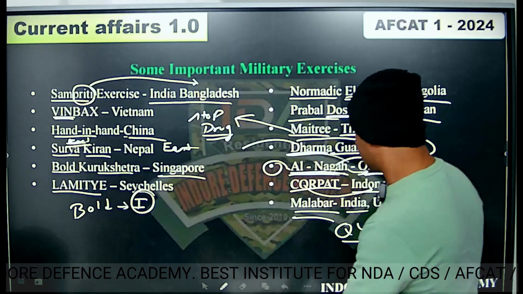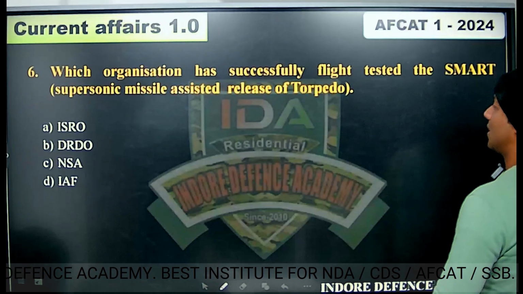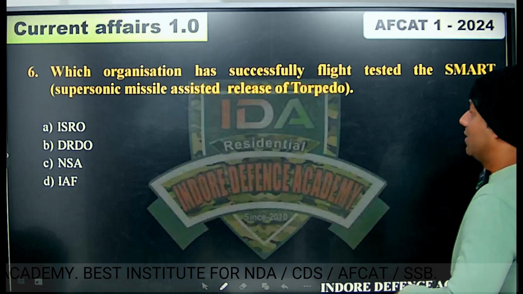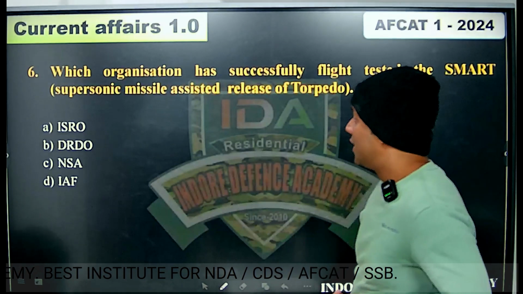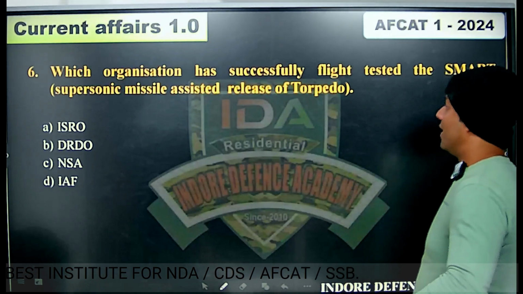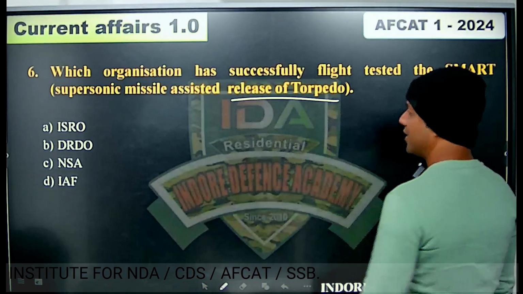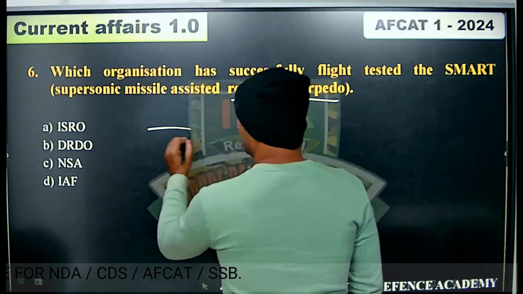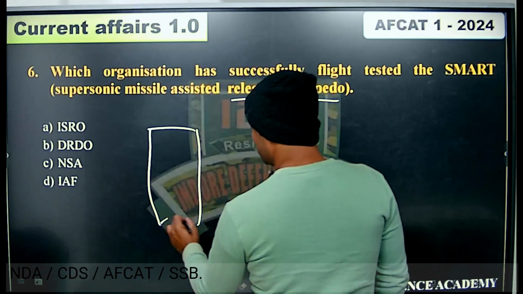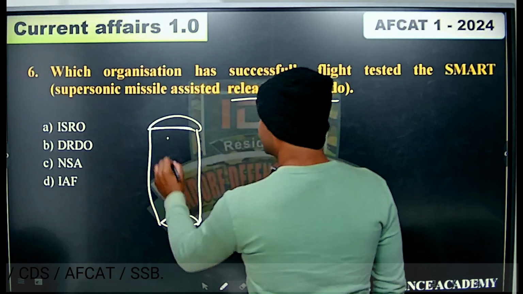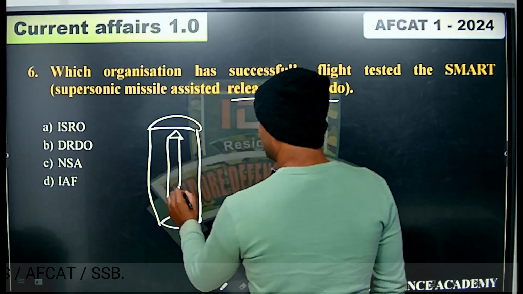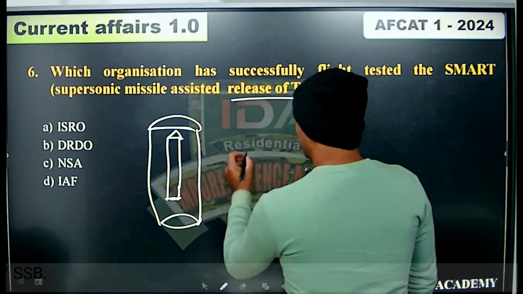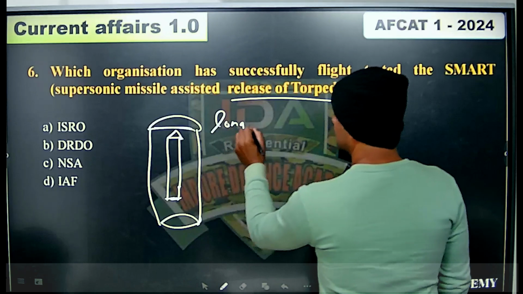Coming to the next, my friends, which organization has successfully flight tested the SMART type of missile system? Supersonic missile assisted release of the torpedo. So my friends, SMART missile is a canister based missile. This is a canister in which missile is kept. Okay, the missile is kept. Okay, and it is a long range. It is a long range missile, my friends.